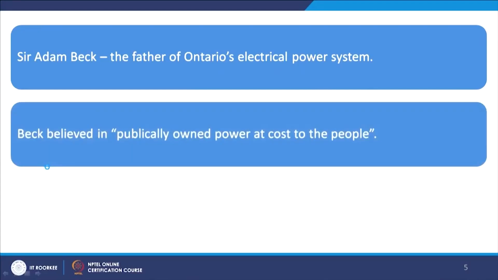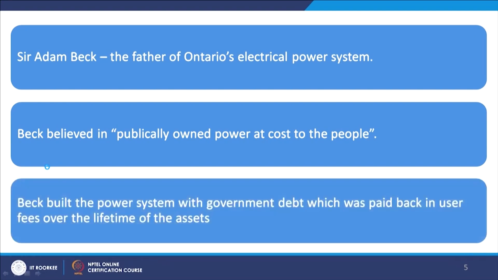Further, to add, Sir Adam Beck, the father of Ontario's electrical power system, believed in the principle of publicly owned power at cost to the people. Beck built the power system with government debt, which was paid back in user fees over the lifetime of the assets. Now, that is how today we see the whole world depending on the AC system, which is reliable, robust, and works well for long distance transmission.